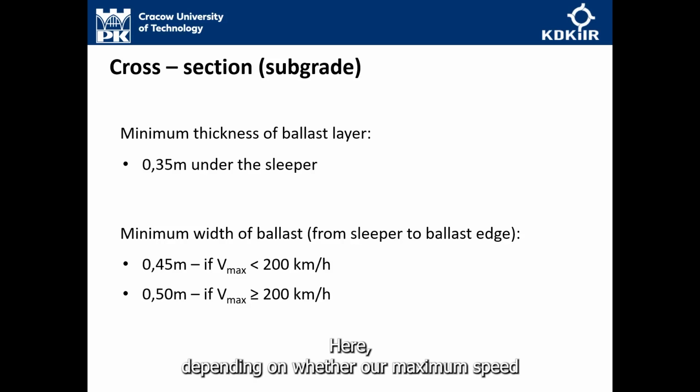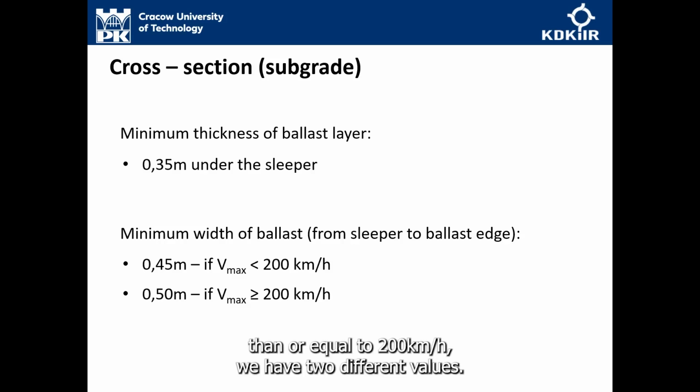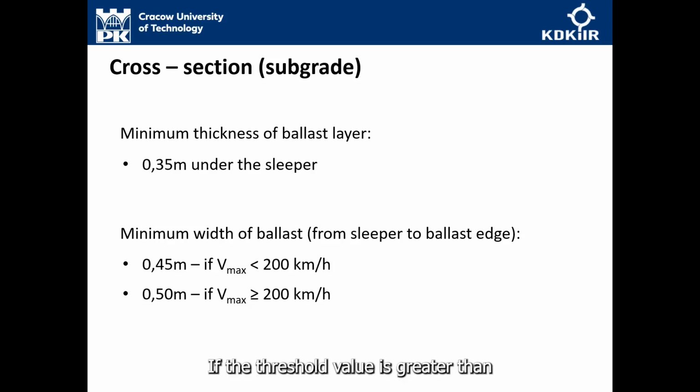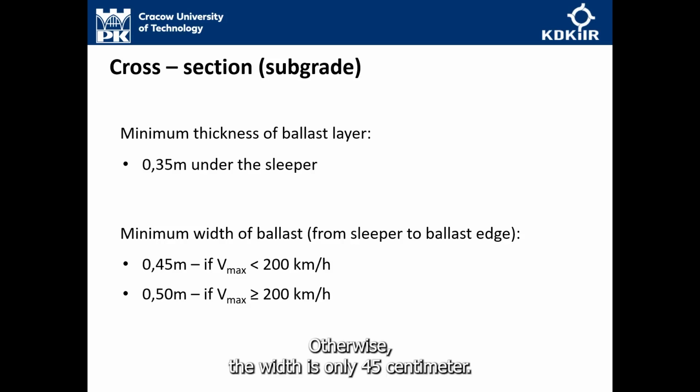Here, depending on whether our maximum speed is less than 200 kilometers per hour or greater than or equal to 200 kilometers per hour, we have two different values. If the threshold value is greater than or equal to 200 kilometers per hour, the width of the ballast measured from the face of the sleeper is 50 centimeters. Otherwise, the width is only 45 centimeters.